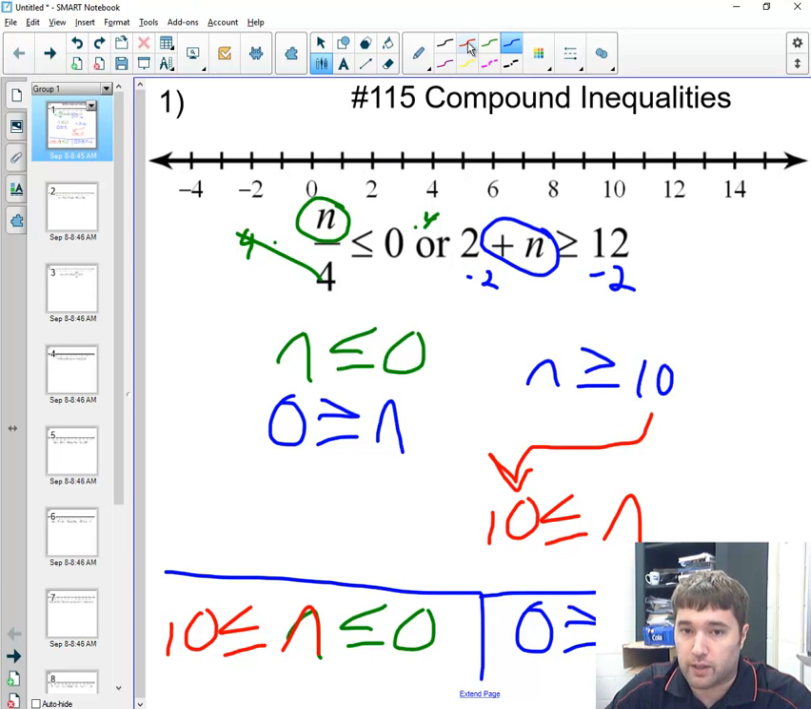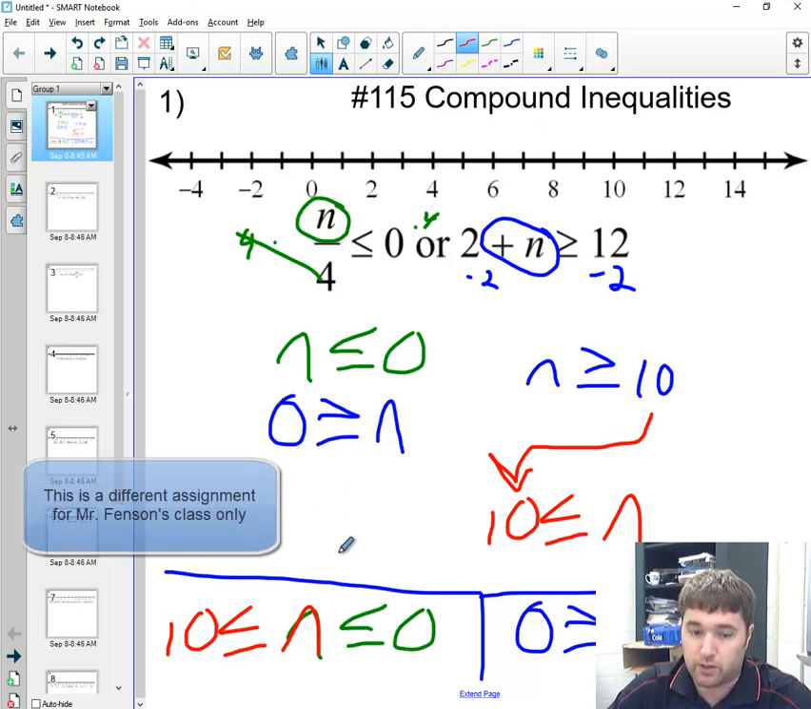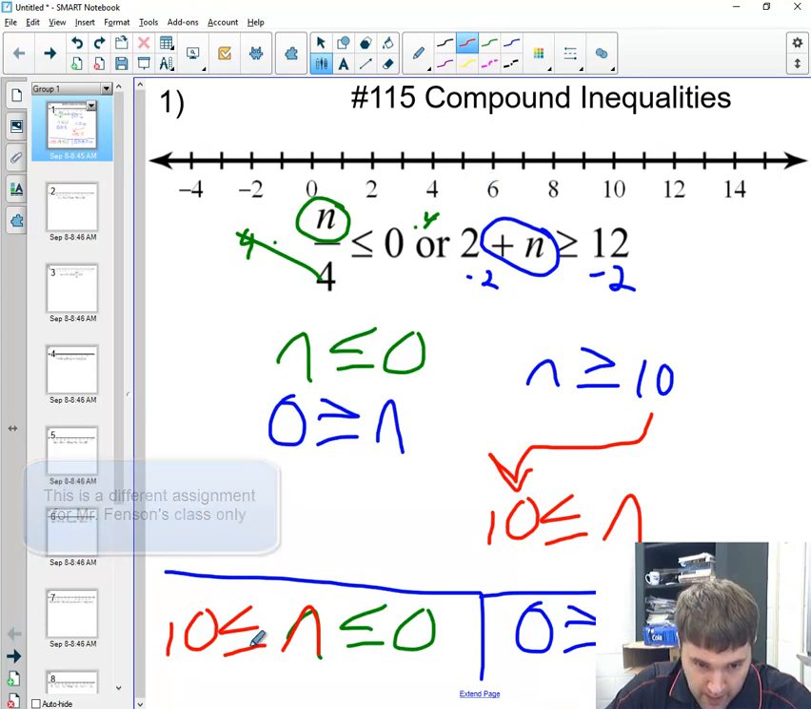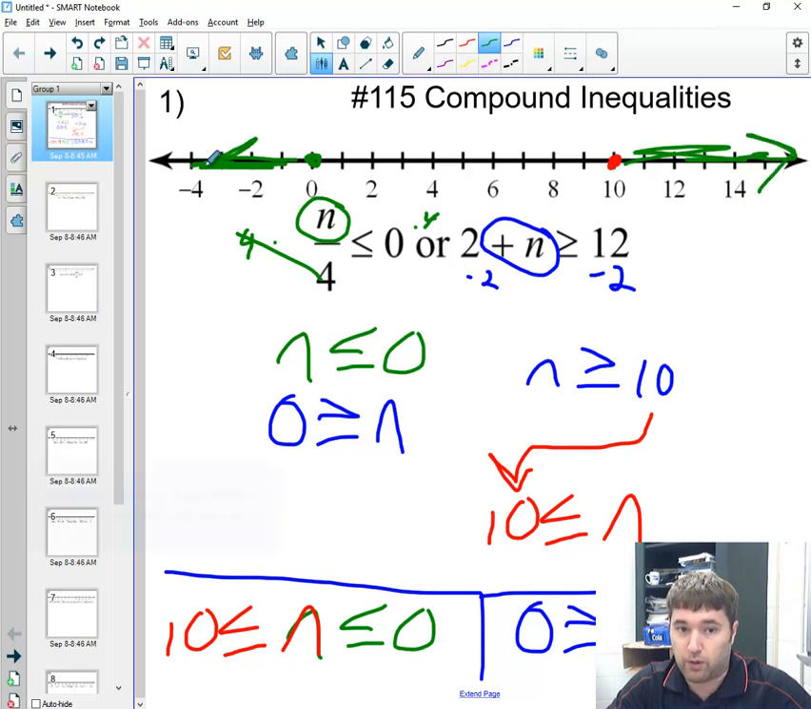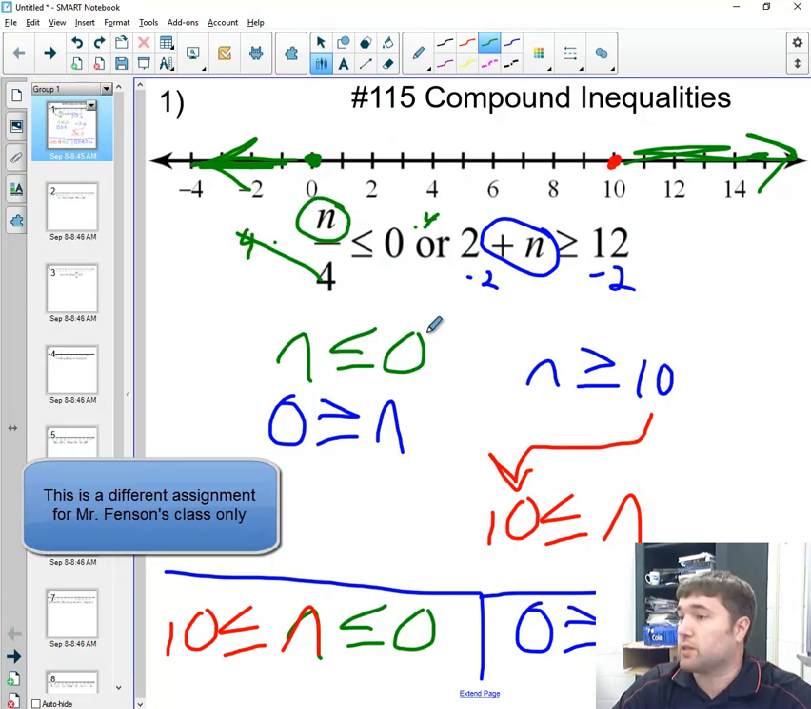The other crazy thing, which I'm going to make a different movie on, is you then have to graph this, which is going to be a different assignment. You have to take the 10, it's a solid dot, so I go to 10, put a solid dot. I go to 0, put a solid dot, because of the line underneath the inequality. By the way, for the graphing, n is less than or equal to 0, which means it goes this way. N is greater than or equal to 10, which means it goes this way. So it points out like this. But again, that's the next assignment. I don't want you to do that just yet.